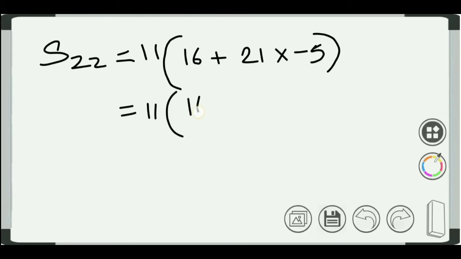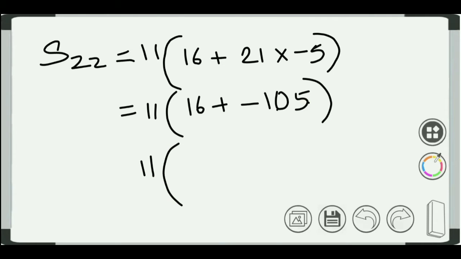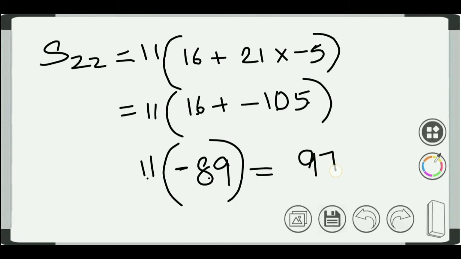21 into minus 5 is minus 105. So 11 into minus 105 plus 16. One negative and one positive, that means you will subtract 16 from 105. 89, and you will put the negative sign. So 89 into 11 is 979. Negative into positive, negative. So your answer is minus 979. It is the sum of first 22 terms of this AP.